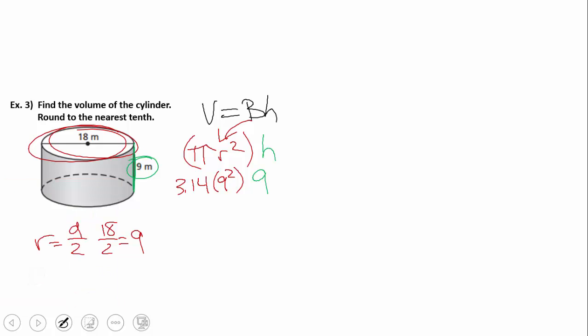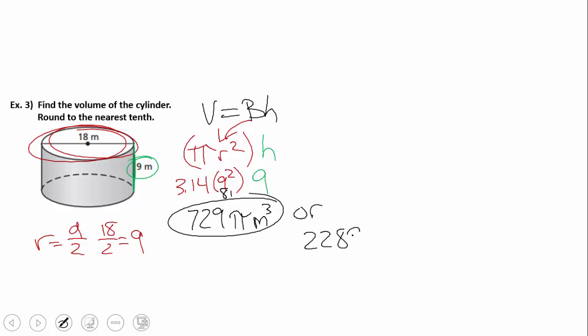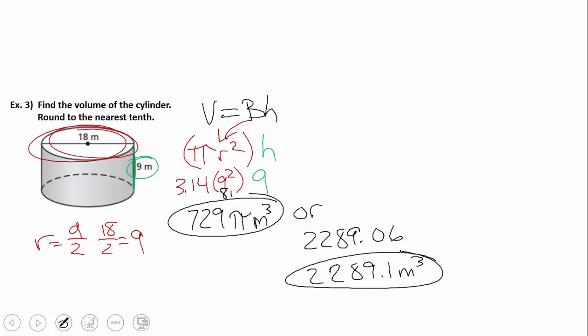And then we do our math. Once again, 9 squared is 81, and 81 times 9 is 729. So I can write 729 pi meters cubed if I write it in terms of pi. Or, if I do all the math and multiply all the numbers, I get 2,289.06, rounding to the nearest tenth, 2,289.1 meters cubed. All right?